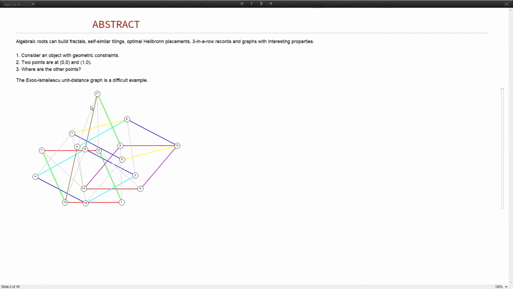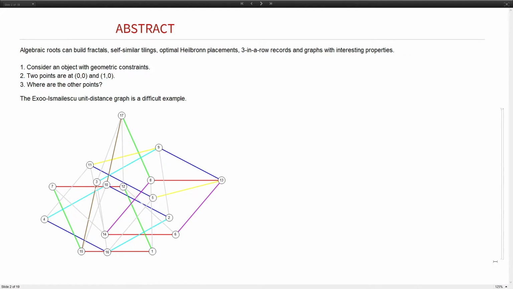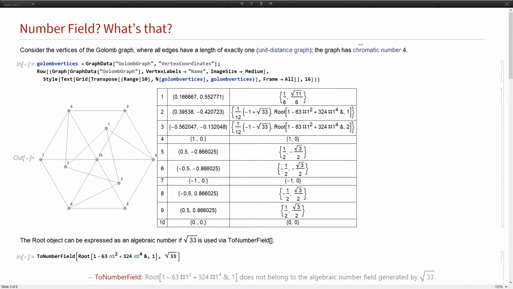So here's an example of a hard problem, the ESCO unit distance graph. All the edges in this graph are length 1. So this is a hard problem to solve. One thing I found with all these constraint problems is number fields were very useful.